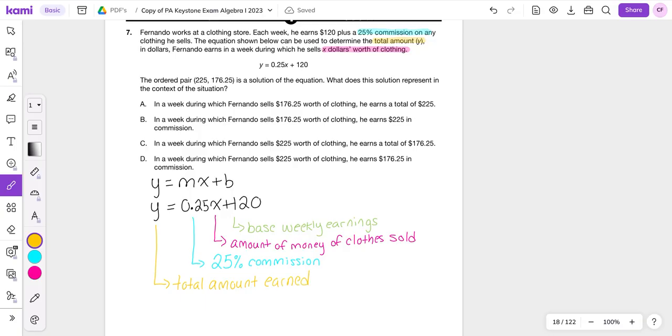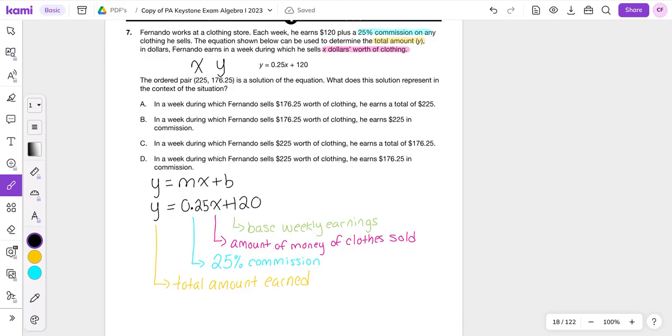So if we read our multiple choice options now, Part A says, in a week during which Fernando sells $176.25 worth of clothing, he earns a total of $225. Well, another thing I want to point out here is with an ordered pair, the first part, the 225, is the X. The Y is the second one, so it cannot be A.